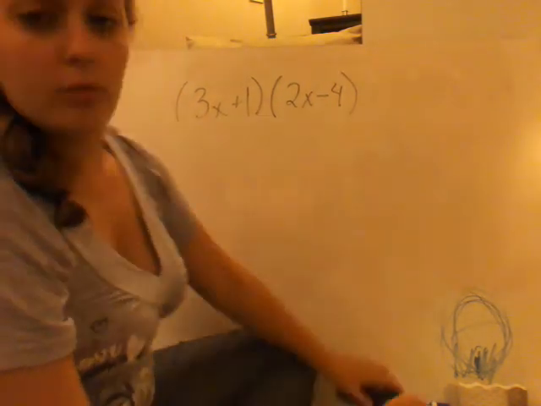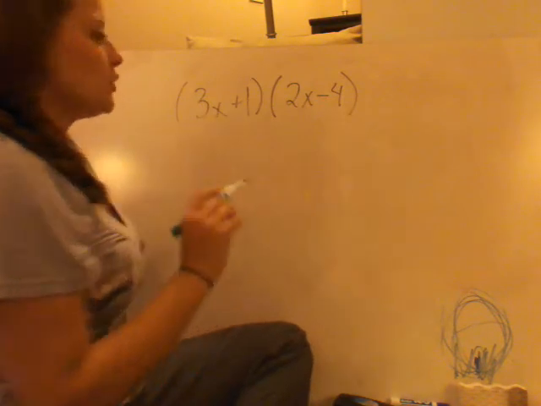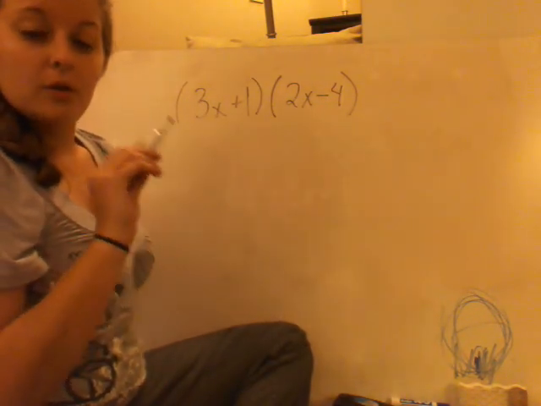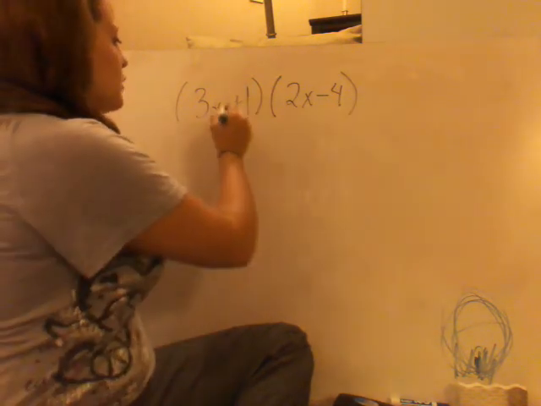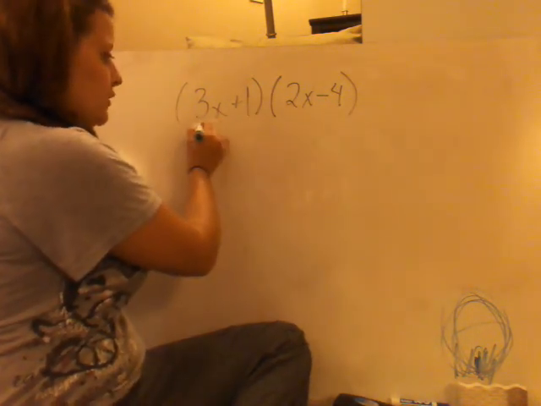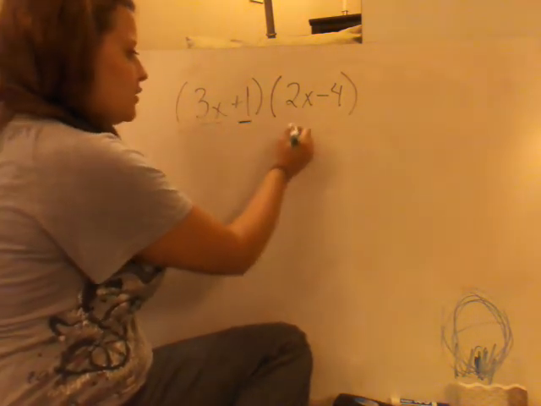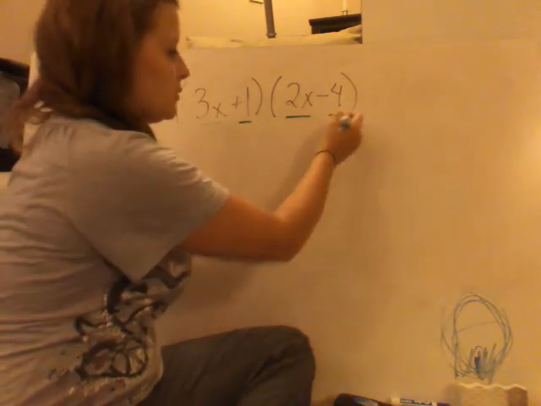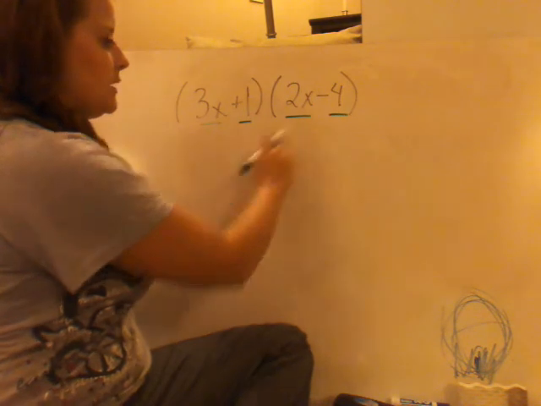Alright, so back to the problem at hand. We're going to distribute, but the way that we distribute, you've got to pay real close attention. I'm going to take my first term right here. So this is my first term, this is my second term, this is my first term of the second polynomial, or binomial, I'm sorry. And here's my second term.